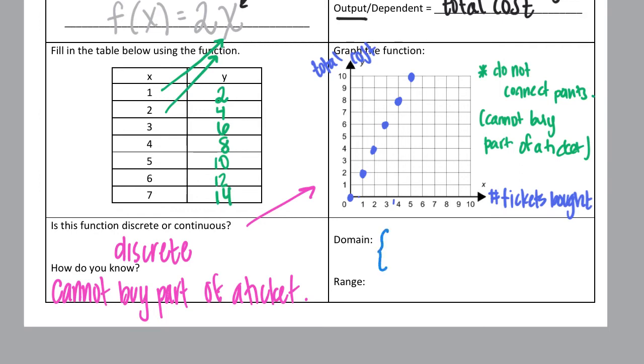So our domain, we're just going to open up our bracket. You can buy 0 tickets, 1 ticket, 2, 3, 4, 5, and so on.